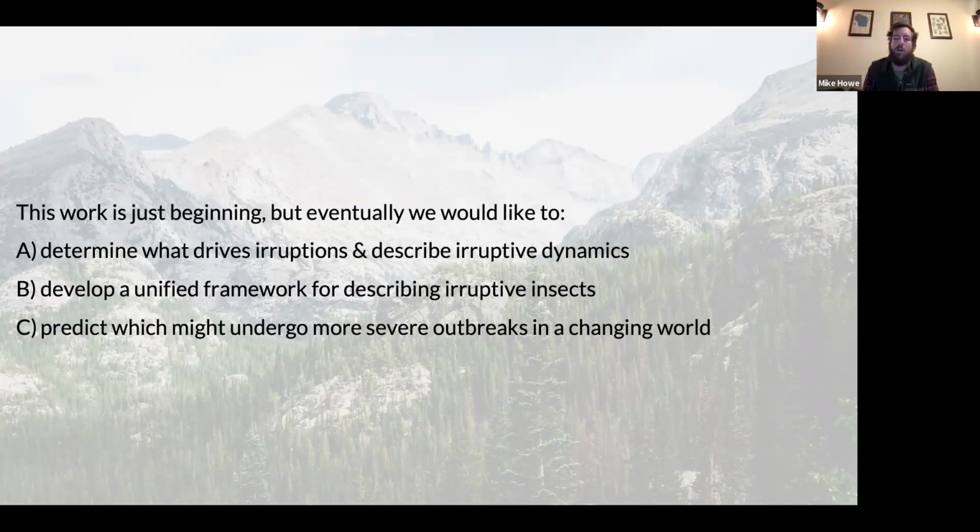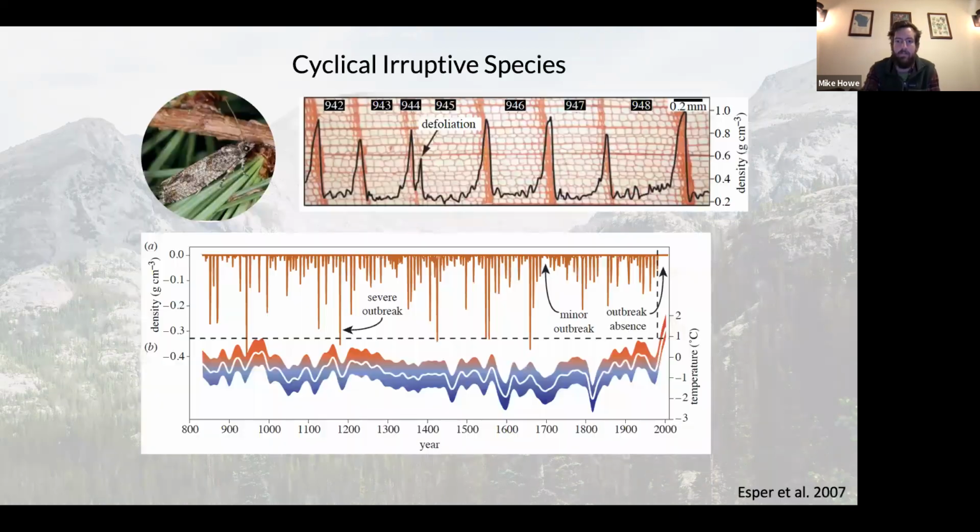This is especially important in a changing world, as some insects might have eruptive dynamics, but because the areas that they impact are relatively low, we might think that they don't have as much eruptive potential. And so being able to better describe these will give us better tools to predict which ones might undergo more severe or more frequent outbreaks in a warming and changing climate.